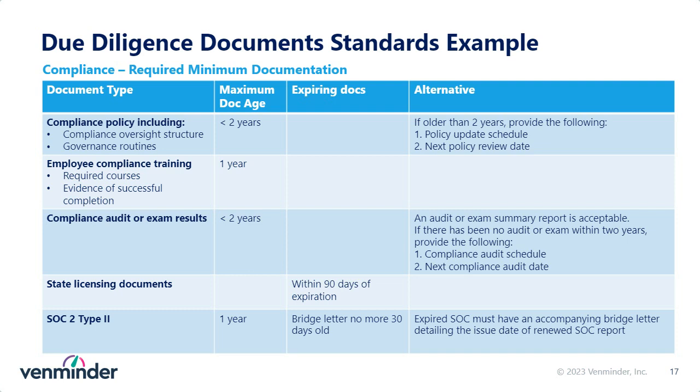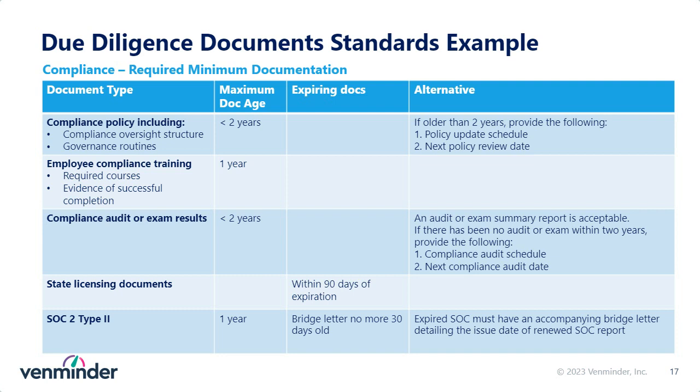The last column shows some alternatives that the vendor can provide. This is really helpful information if the vendor has a policy that's older than your requirement, or if one of their documents is expired. And some vendors might not want to provide the exact document you're asking for. So it helps to offer an alternative like a summary report instead of the exam results. All of these required documents and alternatives should be decided on by your credit union.